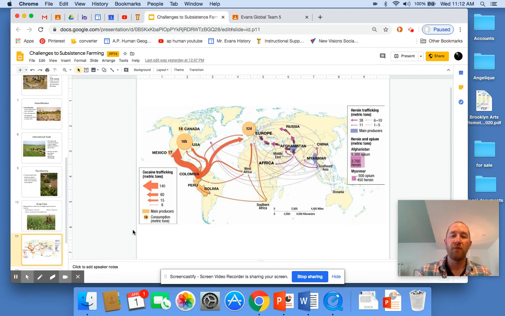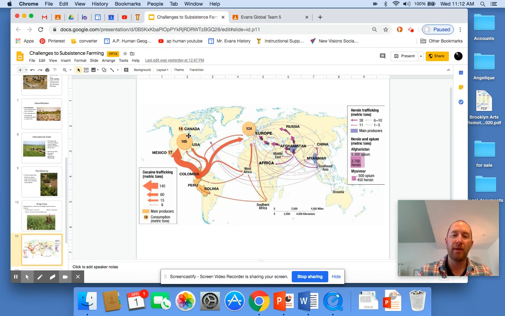Here's a map of drug flow. What you notice, okay? Red is cocaine trafficking. Originates in South America, flows into the United States and Europe. So we see this flow from LDCs to MDCs. The purple is opium, which then becomes heroin. Here's Afghanistan, again, flowing into the MDCs.